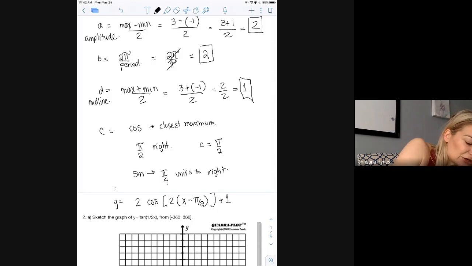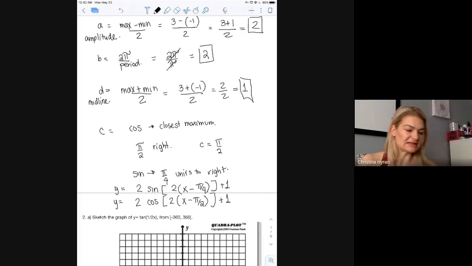And then let's say you were doing sine. Sine would be the same A value, the same B value, but your C value will then be pi over 4 to the right instead. And your D value will also be the same. That's the only difference between the sine graph versus the cos graph. So you should see a difference between the C values.